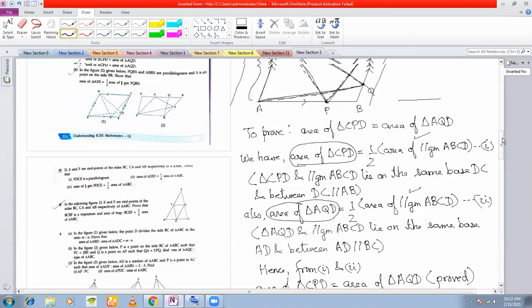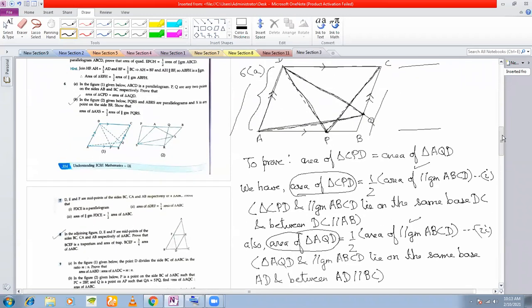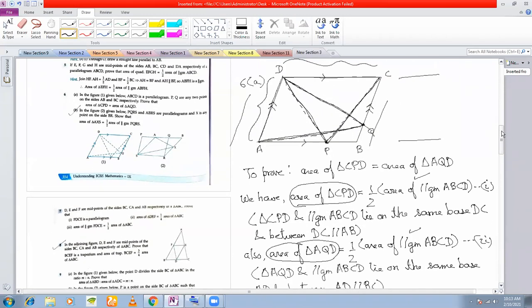Okay, so this finishes this sum. So the easy sum this time. You have to identify the triangles and the parallelogram and what bases they were on. We'll now do number 6b.